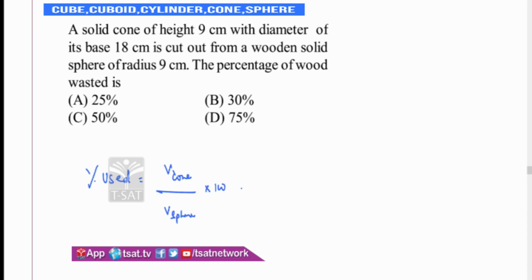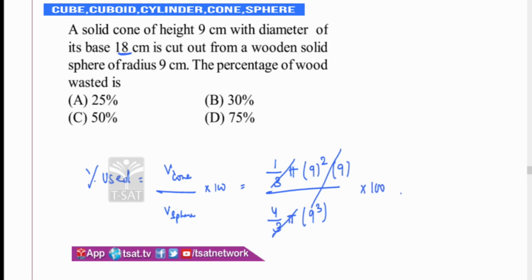into 100. Volume of cone is pi r square h by 3, or else 1/3 of pi r square h. Diameter is 18 means radius is 9. 9 square into 9 by 3, over 4 by 3 pi r cube, 9 cube. So 9 cube cancels, pi by 3 cancels. You are left with 1 by 4 into 100. 1/4 of 100 is 25% of the wood used. If 25% of the wood is used, 75% of the wood is wasted.